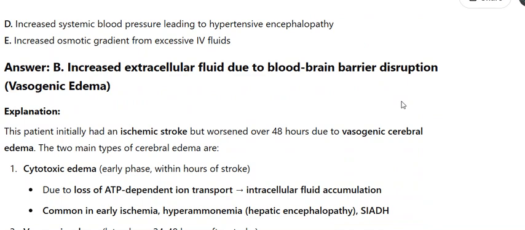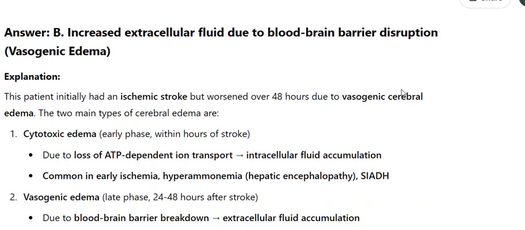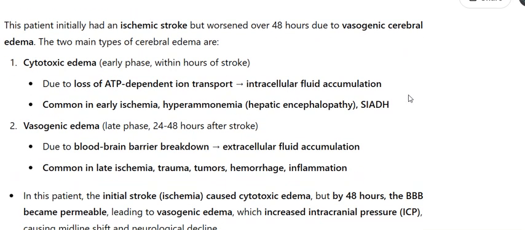1. Cytotoxic edema, early phase, within hours of stroke, due to loss of ATP-dependent ion transport, intracellular fluid accumulation, common in early ischemia, hyperammonemia, hepatic encephalopathy, SIADH. 2. Vasogenic edema, late phase, 24 to 48 hours after stroke, due to blood-brain barrier breakdown, extracellular fluid accumulation, common in late ischemia, trauma, tumors, hemorrhage, inflammation.